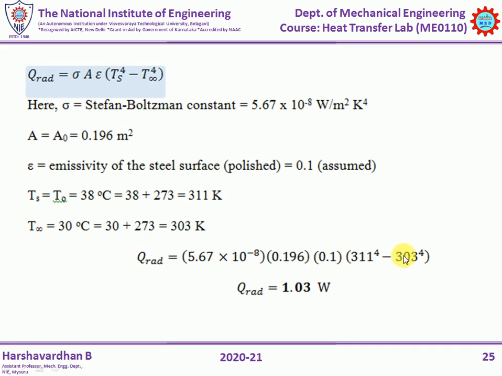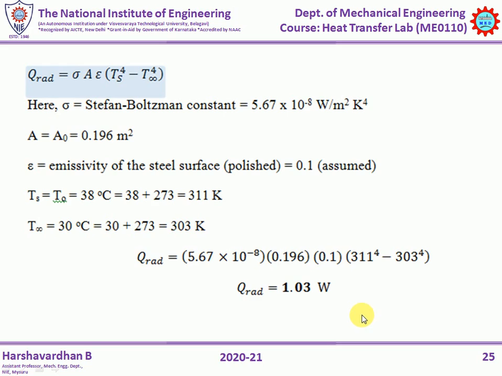Okay, and after substituting all this temperature, area and the emissivity and the Stefan-Boltzmann constant in this Stefan-Boltzmann equation, we have got the radiation heat transfer between the outer sphere and the air as 1.03 watts.